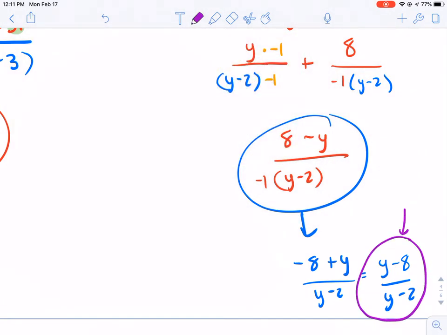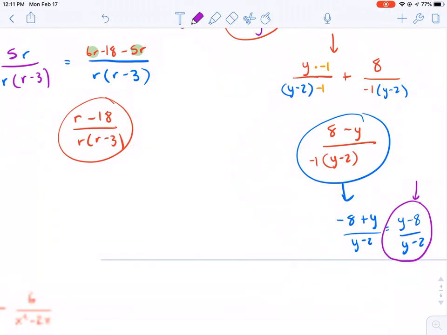And the advantage of putting it in this form versus that form is that you get to see the zeros a lot easier. You can see that an 8 would make the top 0 and a 2 would make the bottom 0. Okay, so that really is your final answer there.